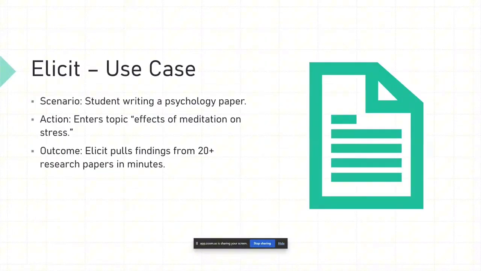What are the use cases for this? Suppose a student is writing a psychology paper on meditation and stress. They can type in effects of meditation on stress, and Elicit will extract findings from dozens of research papers within minutes. Like you saw earlier, it actually took seconds to generate all the information. This eliminates the need to manually read through every single study.